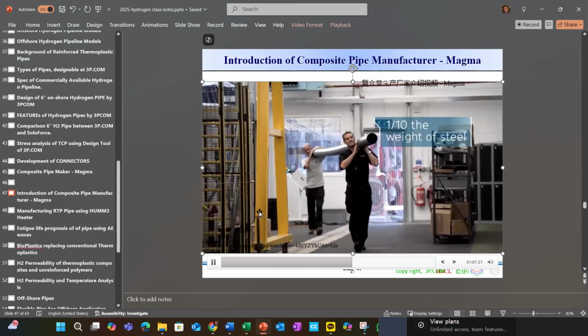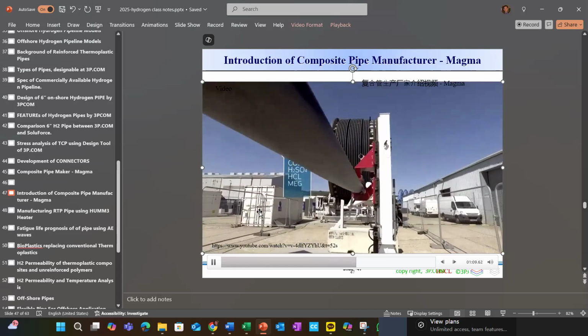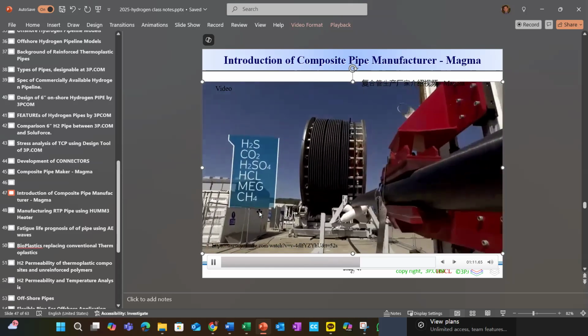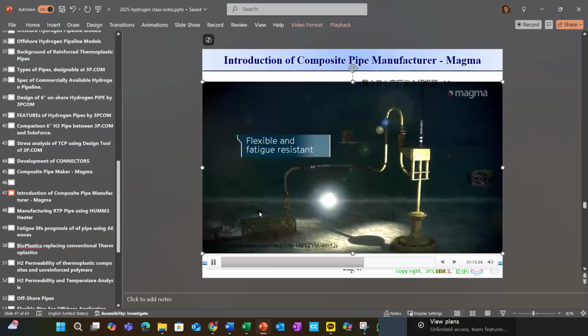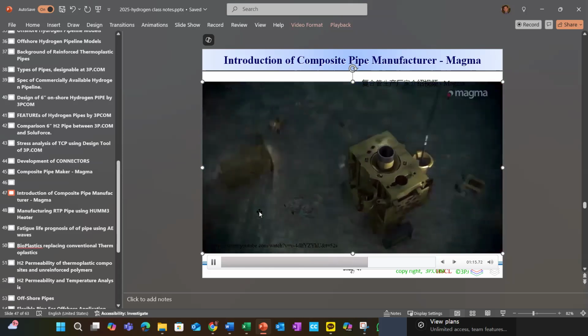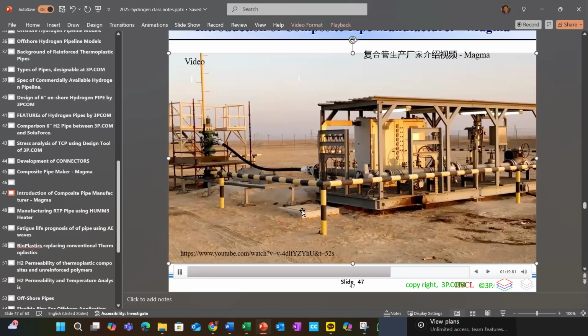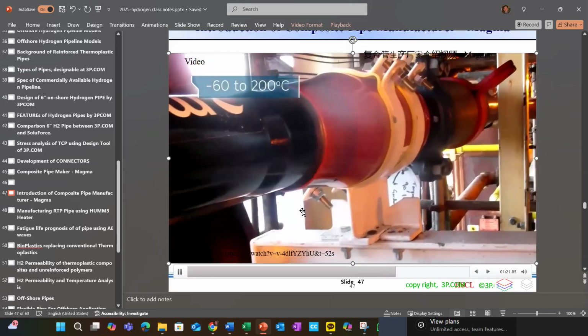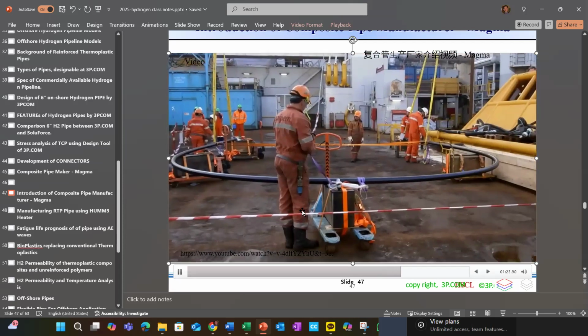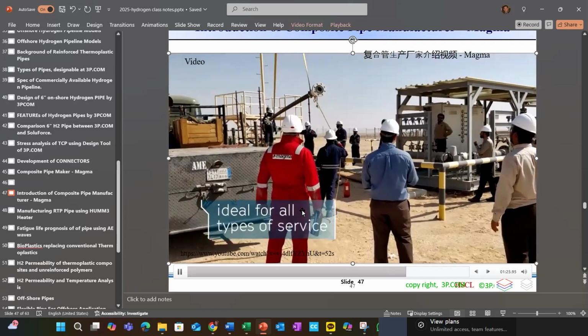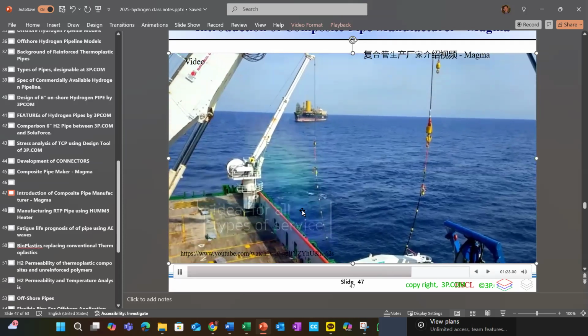It's lightweight. It doesn't corrode or degrade in the oil field. It's flexible and capable of high pressure and high temperature performance. Its low permeation makes it ideal for all types of fluids.